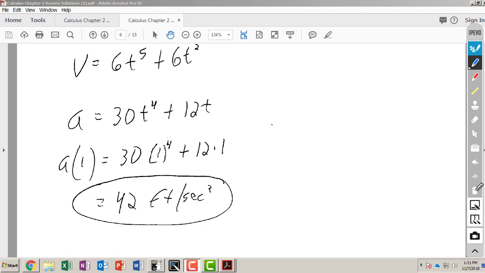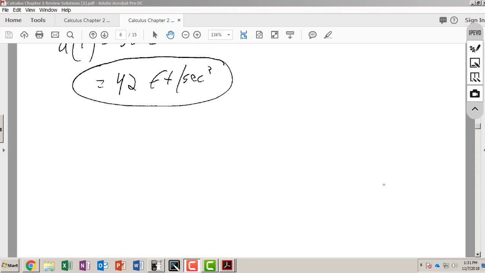The instructions say to find the acceleration of this particle at 1 second. So I'm substituting 1 into my acceleration equation. So I get 30 times 1 to the fourth plus 12 times 1. I simplify that down. So 30 plus 12 is going to give me 42 feet per second squared. And that is the acceleration at 1 second. And that is the answer to number 6. Now looking at number 7.